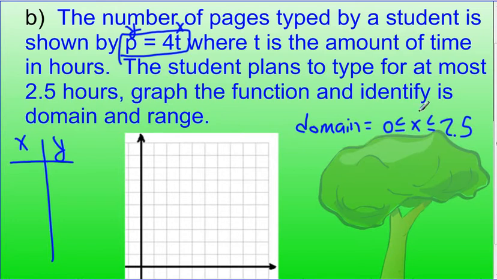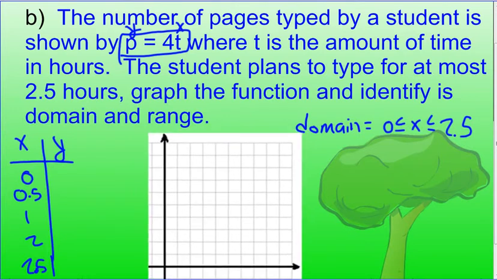You can't type for less than 0 hours. You can't have negative hours. So make sure you use these two values when you're making your XY table. So 0, 2.5, and then pick some numbers in between. How about 0.5, 1, and 2? Why not? You need a couple points. That'll work.